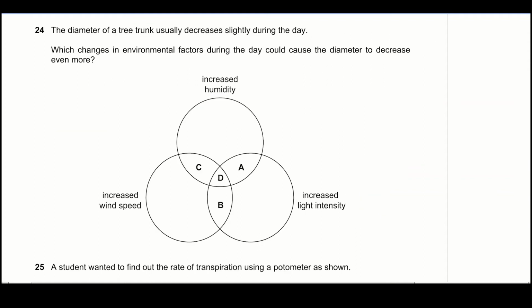4. The diameter of a tree trunk usually decreases slightly during the day. Which changes in the environment factors during the day could cause the diameter to decrease even more? First of all, let's break up the question. What does it mean when the diameter decreases slightly? This means that the rate of transpiration increases.